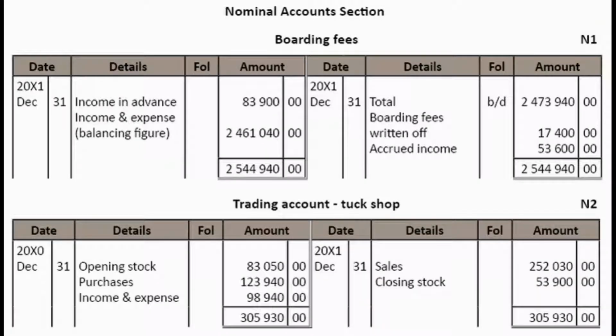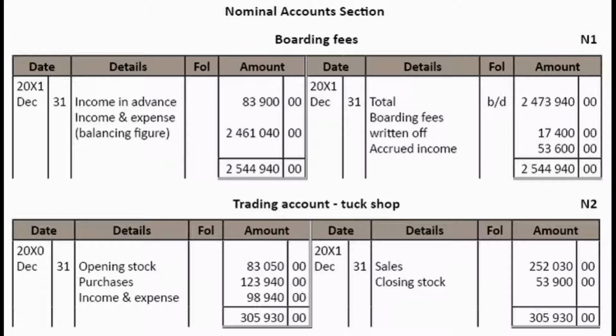Okay, so let's start with the trading account for the Tuckshop. On the credit side, we have sales. We get that amount from the trial balance: sales, 252,030. And then also on the credit side, we enter the closing stock, which was 53,900.